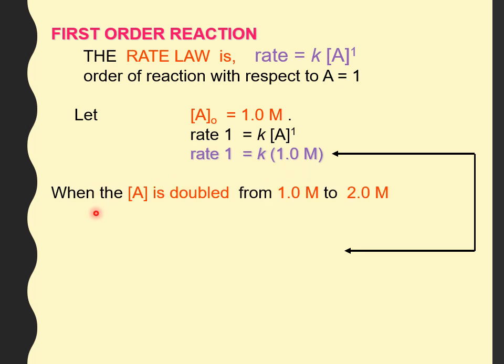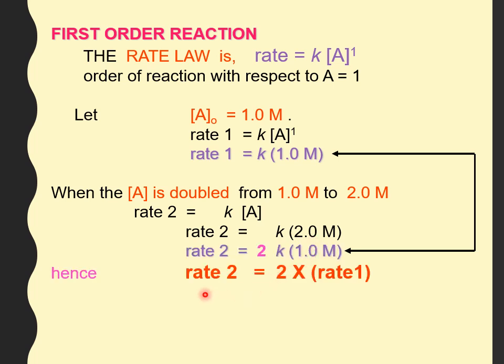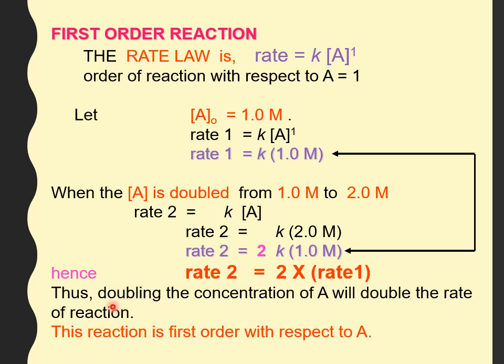Now, what if we double the concentration of A from 1 to 2 molar? So rate 2 is K times A to the power of 1. Now A is doubled, it becomes 2 molar. So rate 2 now is 2 times rate 1. Thus, doubling the concentration of A will double the rate of reaction. This reaction is first order with respect to A.